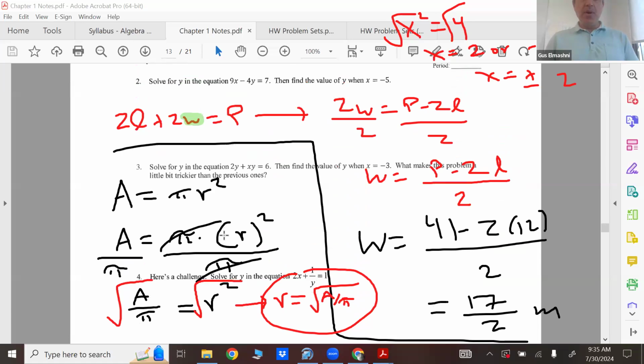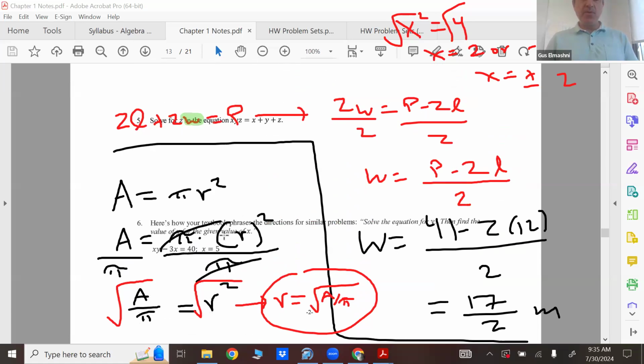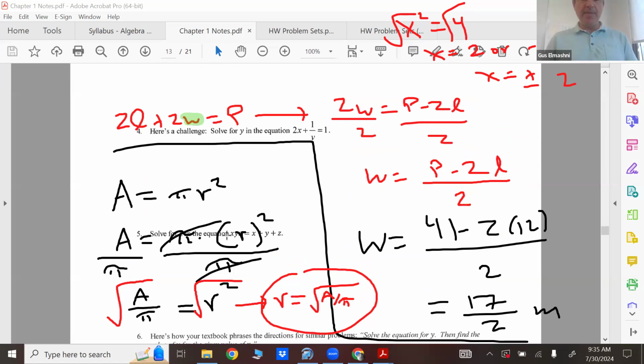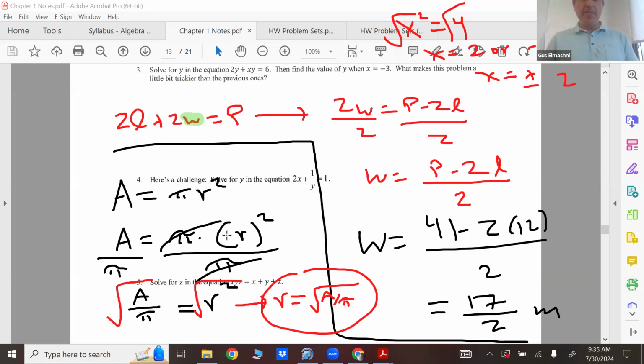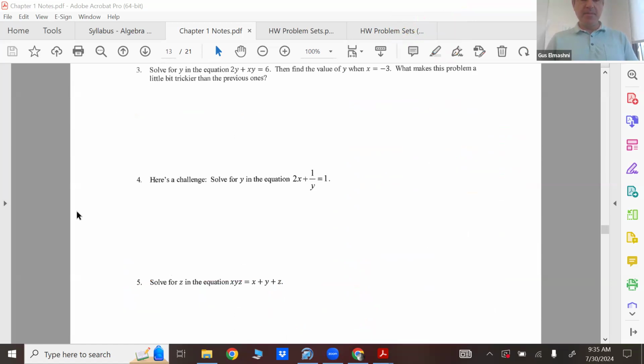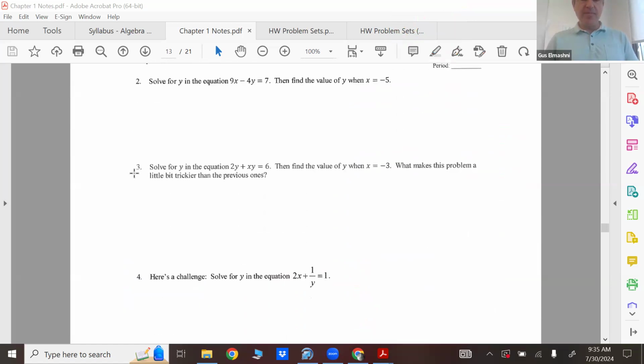Okay. So I'm gonna have you guys try a couple of these on your own before we move on to 1.5. Actually, why don't you try number 2 right now? I'll do 3 with you guys. So your goal is to get y by itself. And then find the value of y when x equals -5. Okay, so I'll give you guys about a minute to do that. I'll do it as well. We'll check.